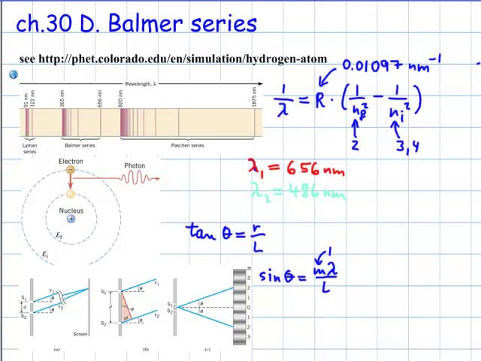Oops, made an important typo. I said m lambda over d, and then for some odd reason I wrote L. It's supposed to be d, which is the separation distance between the lines.